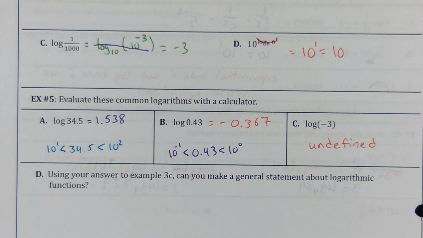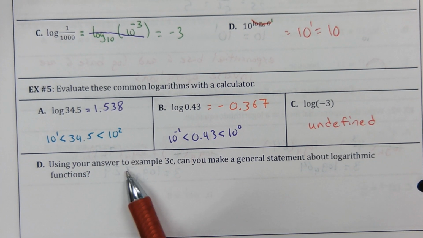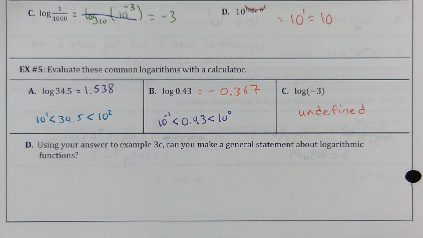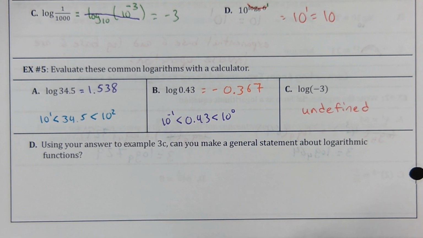I mean, I can tell you why that happened. Yeah. 10 is a positive number. You could raise a positive number to any exponent you want. You're always going to get a positive result. So using that knowledge and the answer that we got for this, what general statement can we make about logarithmic functions? More specifically about the argument of the logarithm, the inside. What do you got for me? The argument can't be negative as part of it.